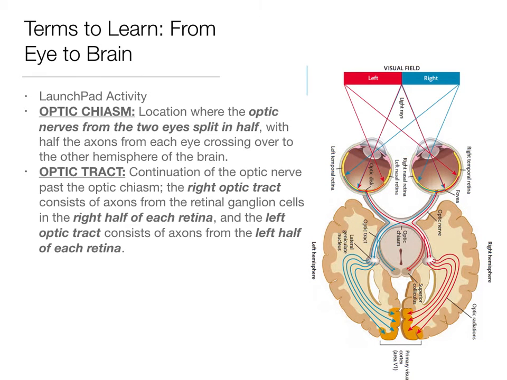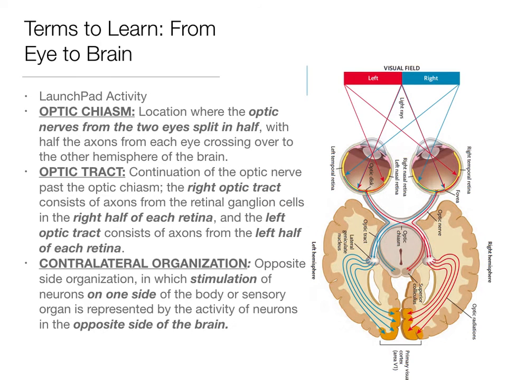The optic tract is just the continuation of the optic nerve, the continuation of those axons from the RGC cells. But again, they've already been split off at the optic chiasm. So we have the right half of each retina going to the left optic tract, and the left half of each retina goes to the right optic tract. And the optic tracts are these areas right here, after the optic chiasm, after it splits off, before we get to the lateral geniculate nucleus.